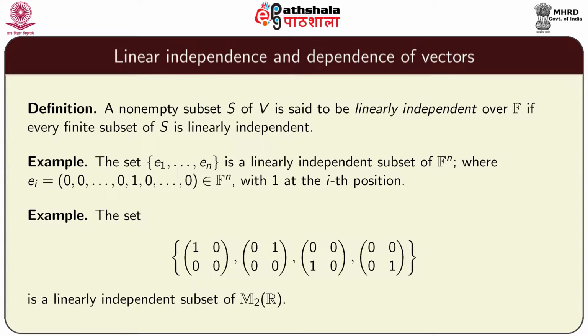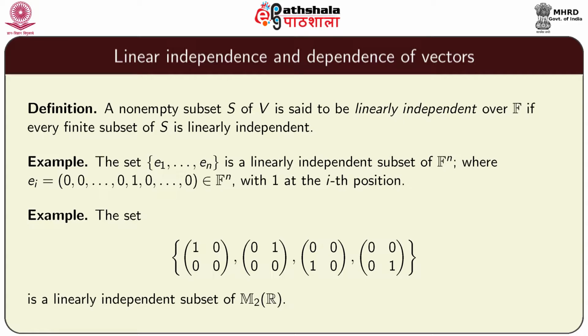The set E1, E2, ..., En is a linearly independent subset of F to the power n for any field F. And what are these E1, E2, ..., En? They are nothing but: Ei is the vector where 1 occurs at the ith spot and 0 everywhere else.